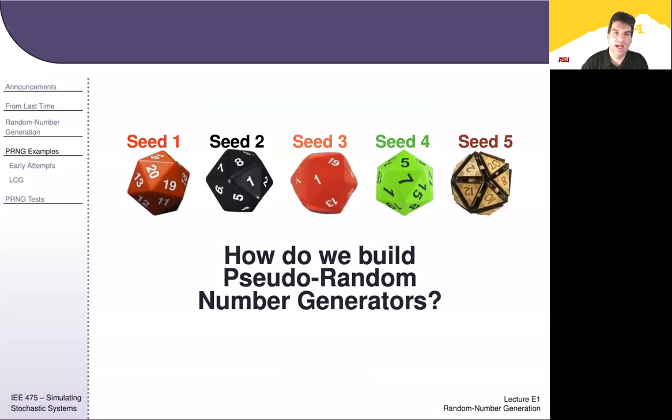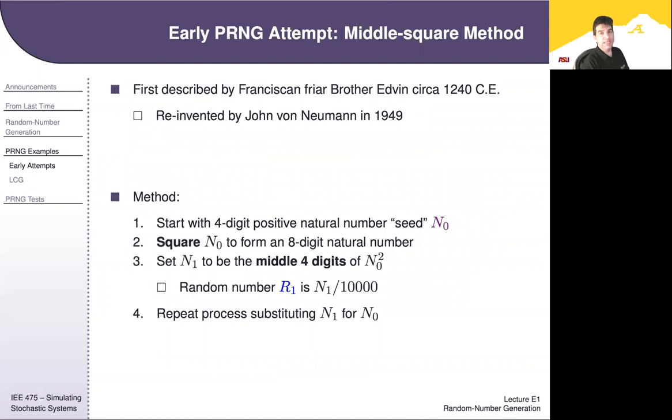Let's skip ahead here and say, well, how do we build these magical mathematical formulas that give us uniformity and independence, the two most important features of a pseudo-random number generator? Well, an early attempt at this, originally first described by a Franciscan friar, but later reinvented by von Neumann in 1949, is the so-called middle square method. It's a mathematical technique for generating what hopefully would be uniformly distributed random variables between 0 and 1.